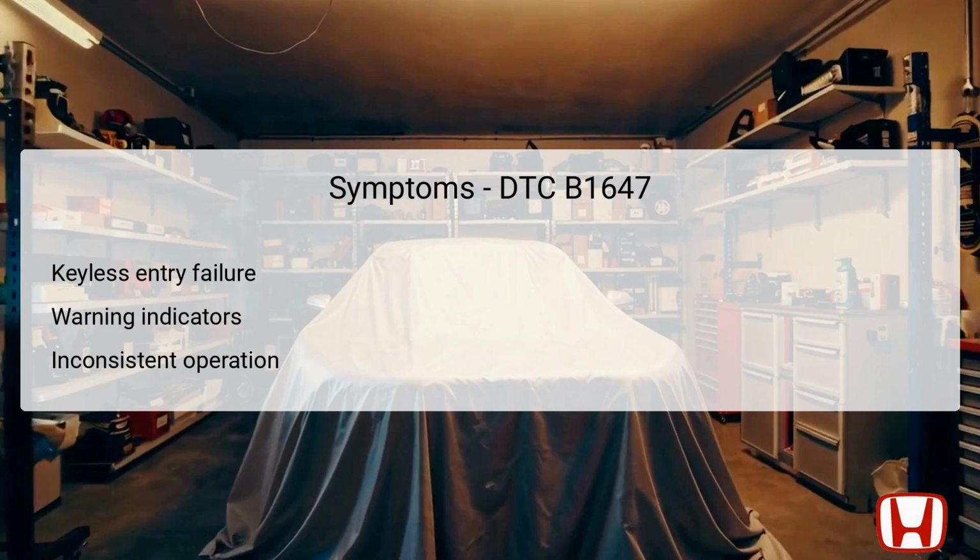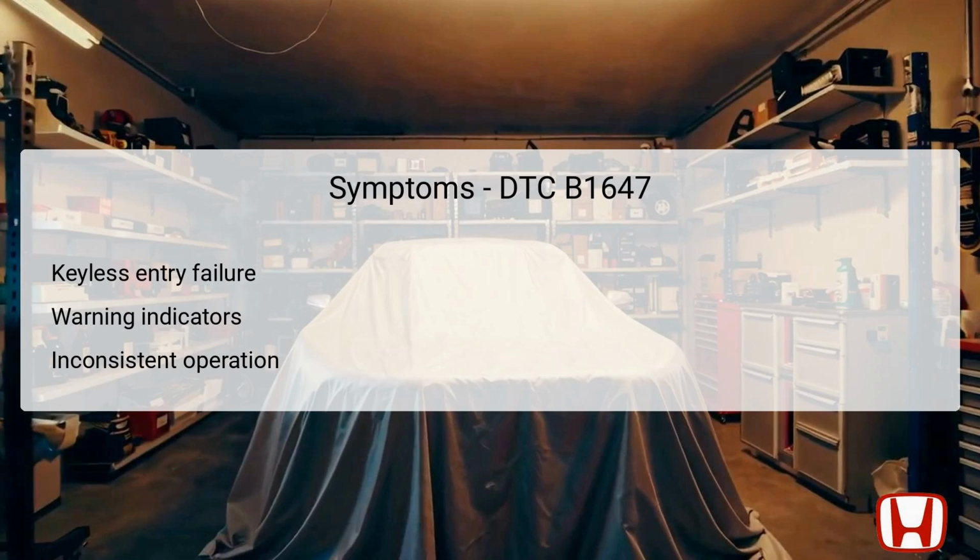Inconsistent operation can also be a red flag. For example, the system may work intermittently, causing confusion for the vehicle owner. Observing these symptoms closely can aid in identifying the severity of the issue and the necessary steps to take for rectification. Timely addressing these symptoms can prevent more severe electrical issues and ensure the smart features of the vehicle function optimally.